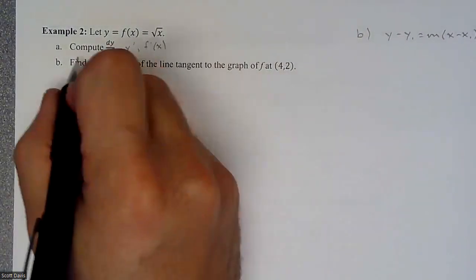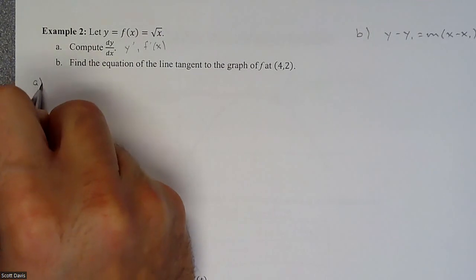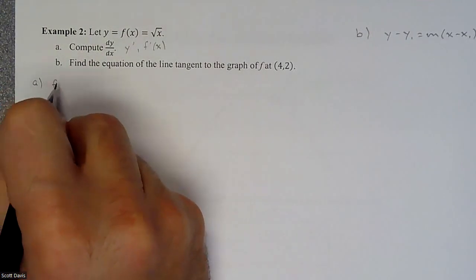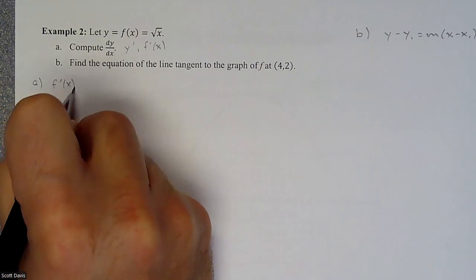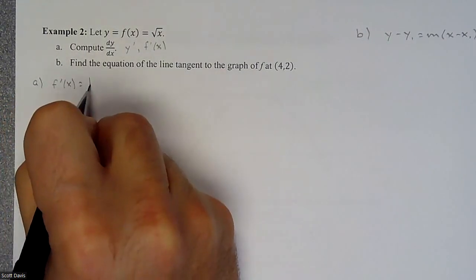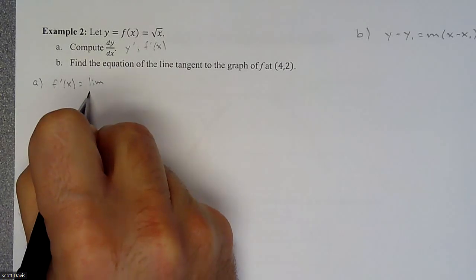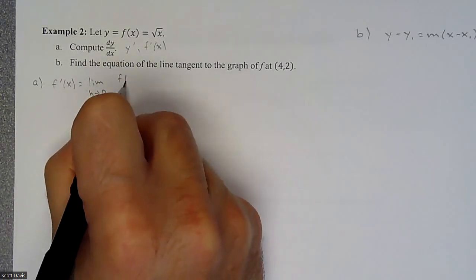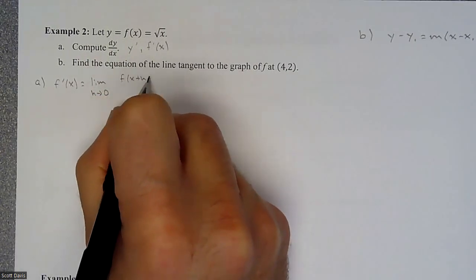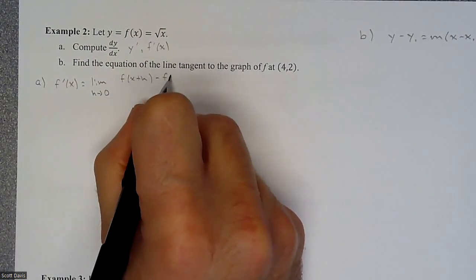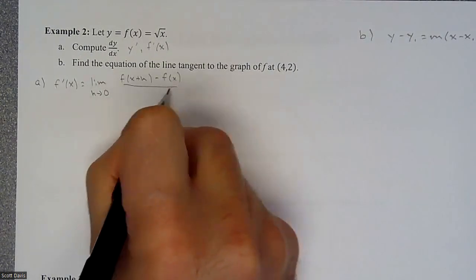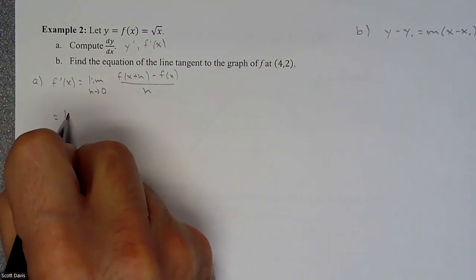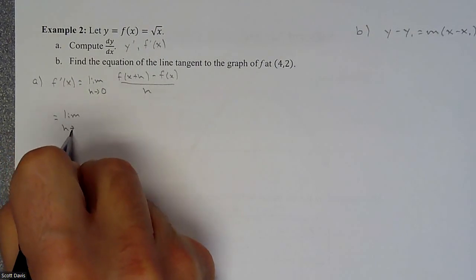So for part A, we need to find the slope equation. To find the slope equation, we just learned that in the last video, we're going to be doing the limit. And this is how you find it using limits. So f of x plus h minus f of x, divided by h. All right, so here we go. Limit, h goes to 0.